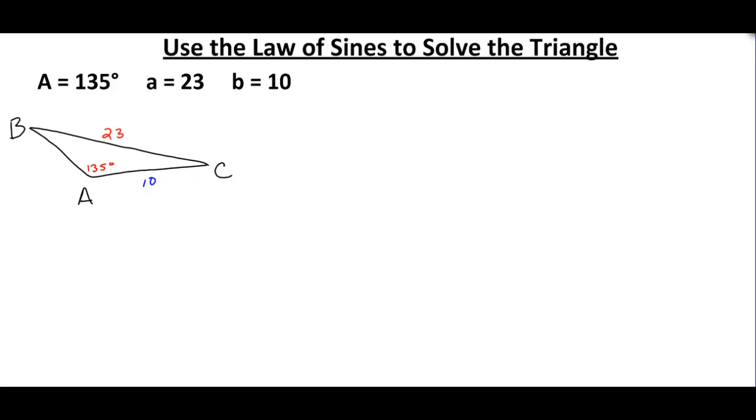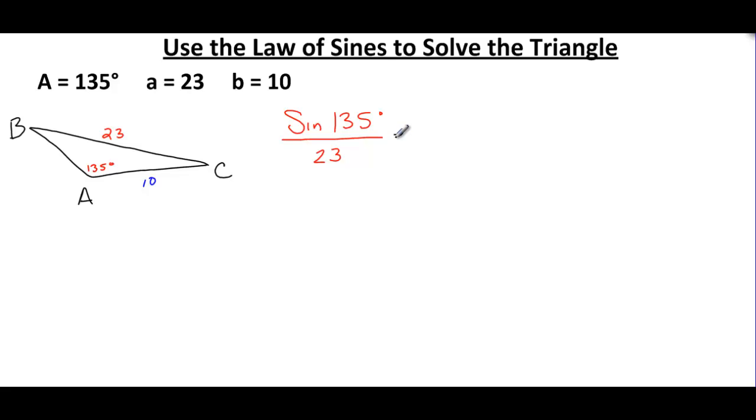So how do I know I can use law of sines? You can use law of sines anytime you have a pair, meaning that the angle and the side length across from it are both known. And since we know both angle A and side A, that's the one I'm going to use. So I'm going to set up sine of my angle A, 135 degrees, divided by the side length, 23.